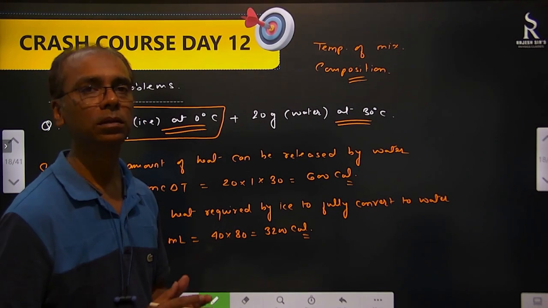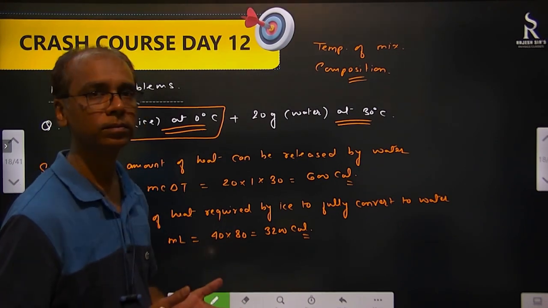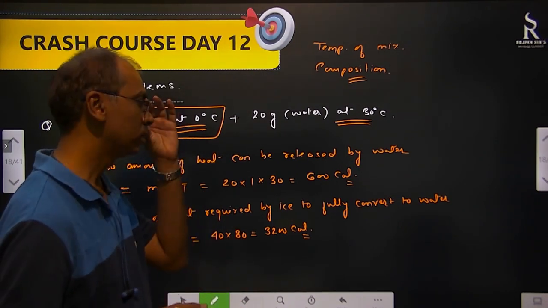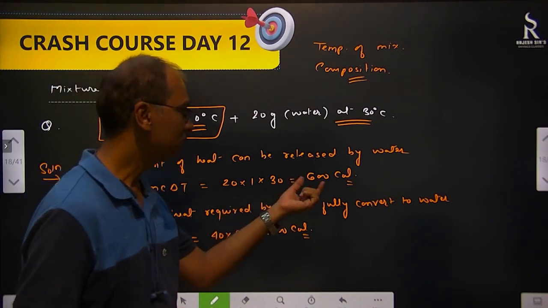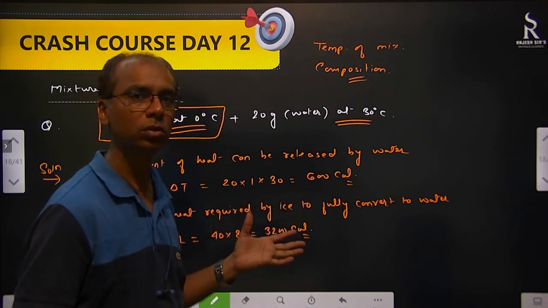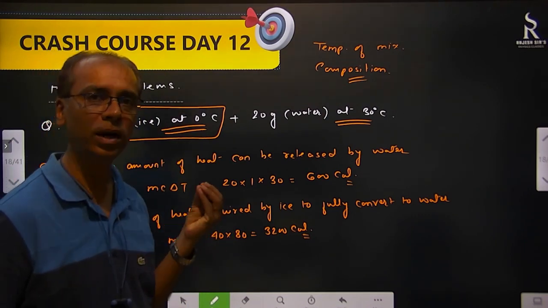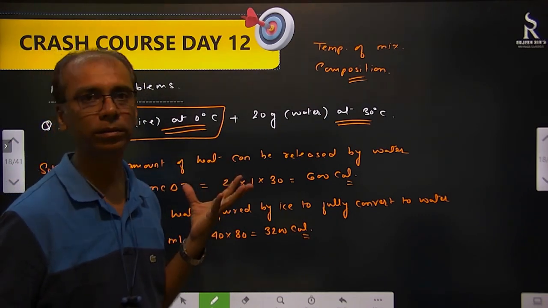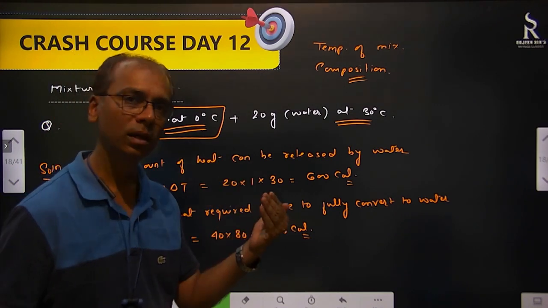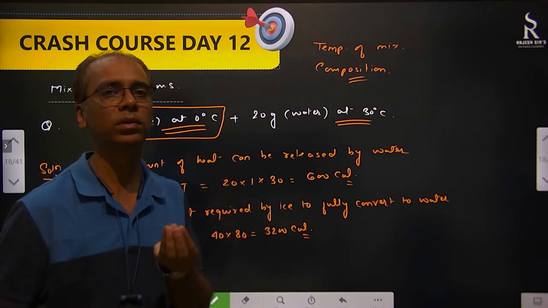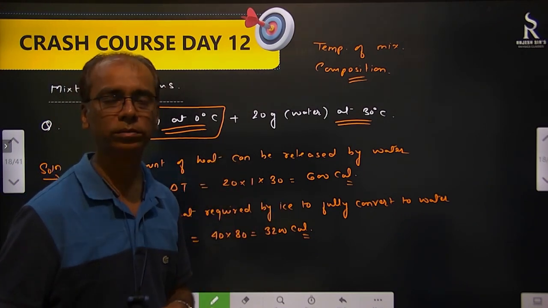Not possible. Then what is going to be the answer? The answer will be: this 600 calorie will definitely be used to melt the ice. But only some part of the ice can be melted. The remaining will remain as ice. Only some part will be converted into water.